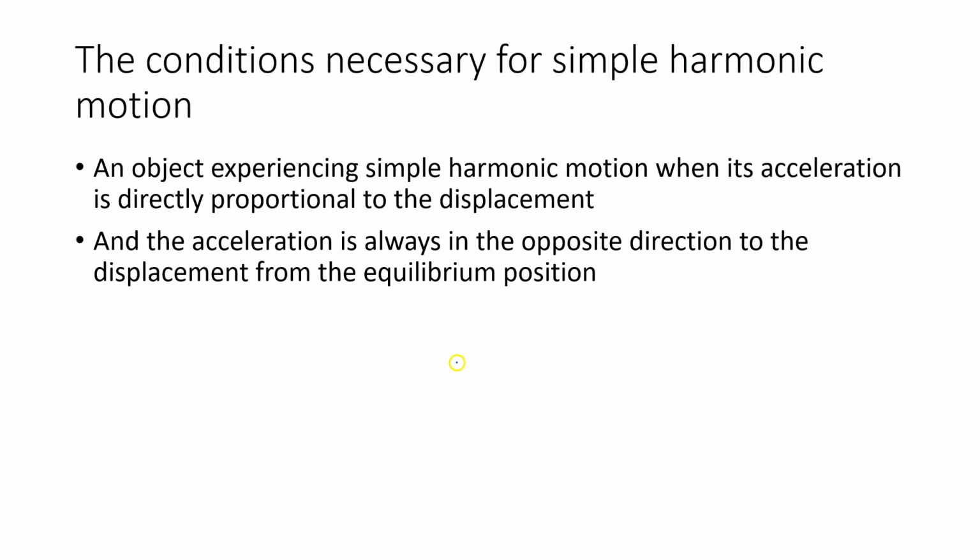Here are some conditions that are necessary for simple harmonic motion, and you would have heard about them previously. We must know how to state these conditions. It says that an object experiencing simple harmonic motion has an acceleration that is directly proportional to the displacement, right? And the acceleration is always in the opposite direction to the displacement from the equilibrium position. So that's the rule of thumb. Those are the conditions that are necessary.